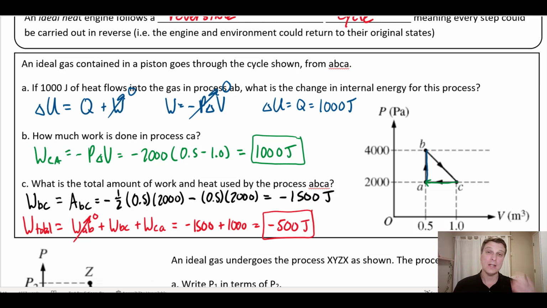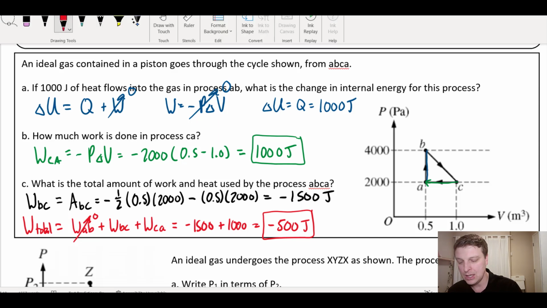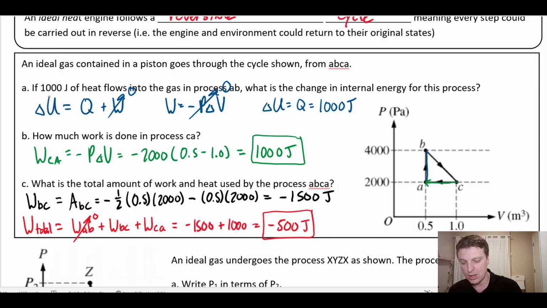And again, I'm not surprised that the total work done is negative because this is a heat engine. The gas is doing work for us. And so I get a negative amount of work. Okay, but what about my heat? So the heat that I could find, well, I know my change in internal energy, ABCA, is going to equal the heat that flows through ABCA plus the work done in process ABCA.